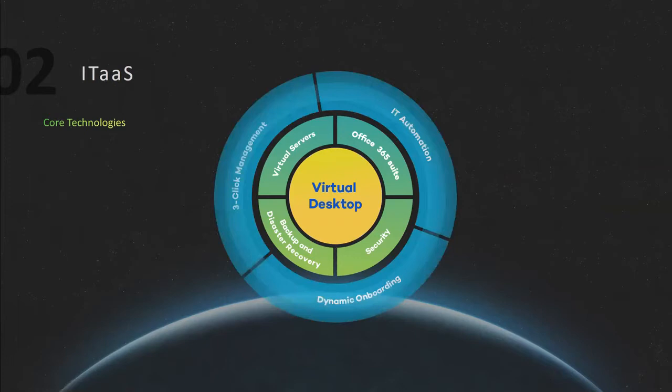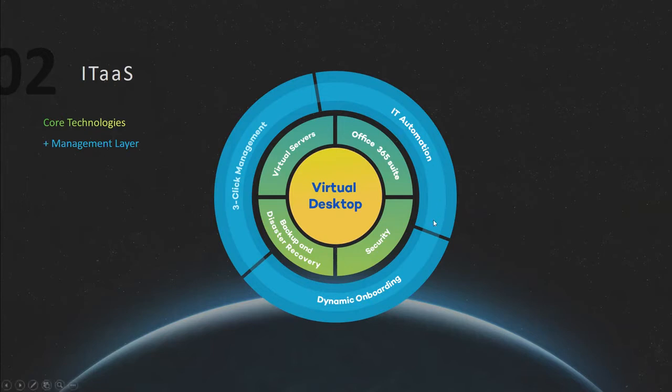What we have done is we have standardized those 5 core components and added on a management layer. That's the Nerdio Admin Portal. That management layer enables 3-click management. For example, if a new employee comes on board and you want to create a new user, it takes 3 clicks to do that. If you needed to spin up a new server, it takes 3 clicks to do that.